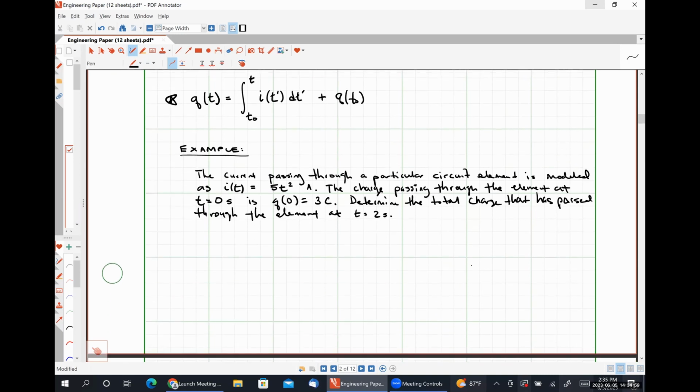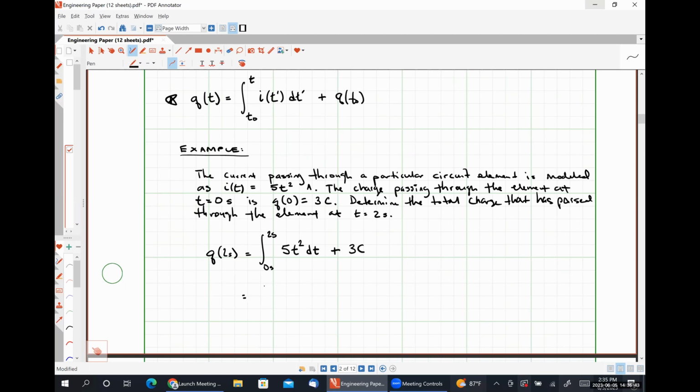And so what we're going to find is that Q at 2 seconds will be the integral from 0 seconds, the point at which the charge was known, to 2 seconds, the point in time which we're interested in, of 5 t squared dt, plus the value of the charge at 0 seconds, which is 3 coulombs.